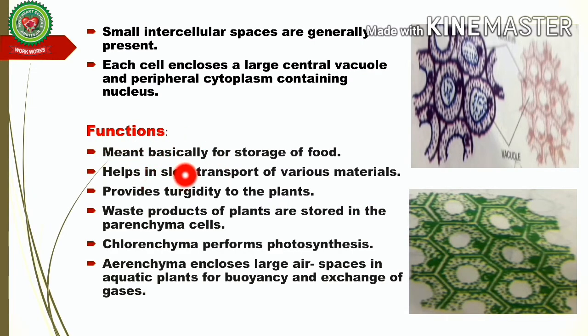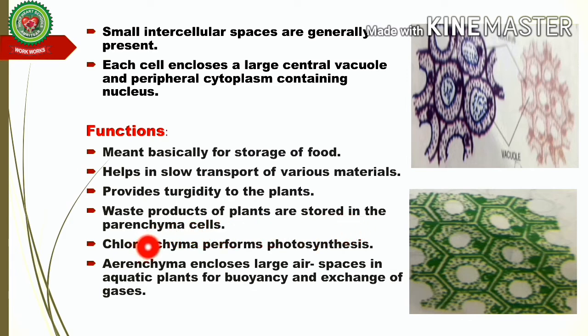It is meant basically for the storage of food. It helps in slow transport of various materials through its cells or cell walls. It also provides turgidity to the plants. Waste products of plants such as gum, resins or inorganic wastes are stored in parenchyma cells.